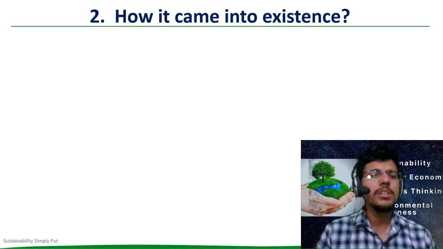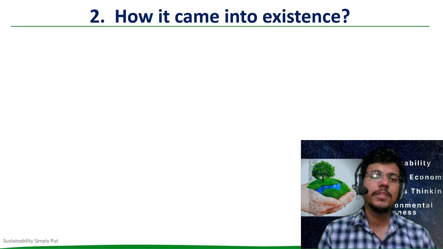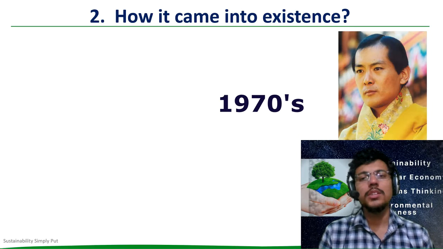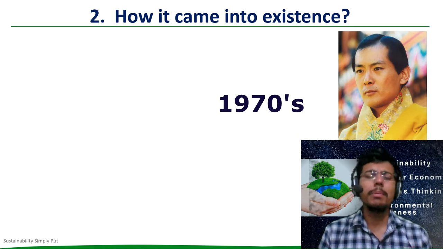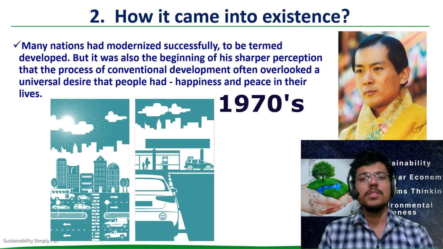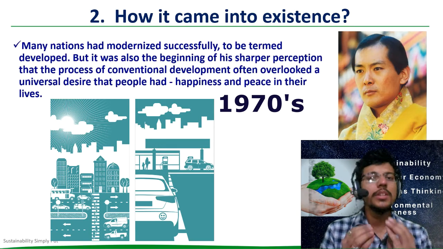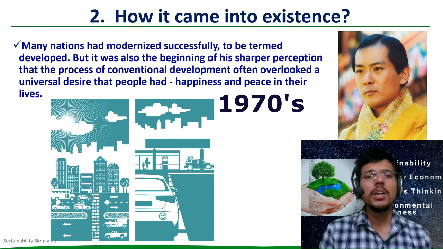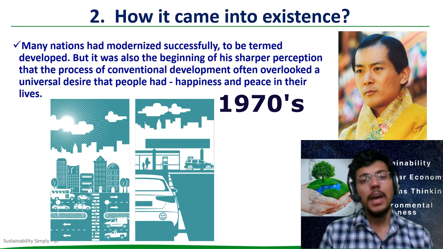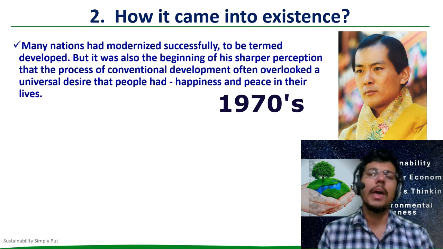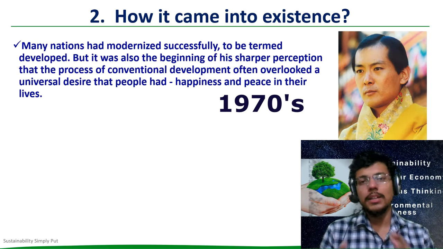Now we come to the second point, how it came into existence. When modernization was stepped up in the 1970s, the 4th King, Jigme Singye Wangchuck, began to make repeated public pronouncements about happiness and well-being. His Majesty observed in the 1970s that many nations had modernized successfully to be termed developed. But the process of conventional development often overlooked a universal desire that people had, like happiness and peace of mind. There had always been a focus on the happiness of people in Bhutan before that time also.